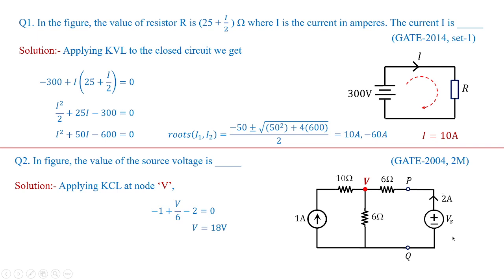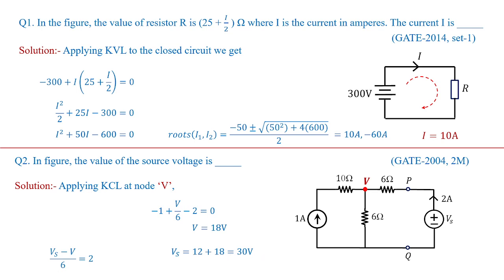Also you need to concentrate on the direction of the current. 2 amperes is getting delivered from source voltage Vs, so I can write this branch current as Vs minus V divided by 6 is equal to 2 amperes. We know that the value of V is 18 volts. Therefore, Vs would be 6 into 2, which is 12, plus 18, equal to 30 volts.